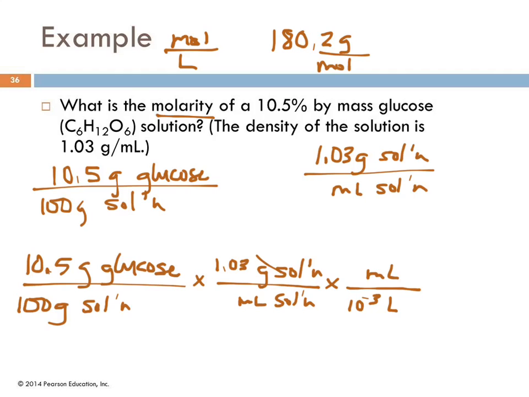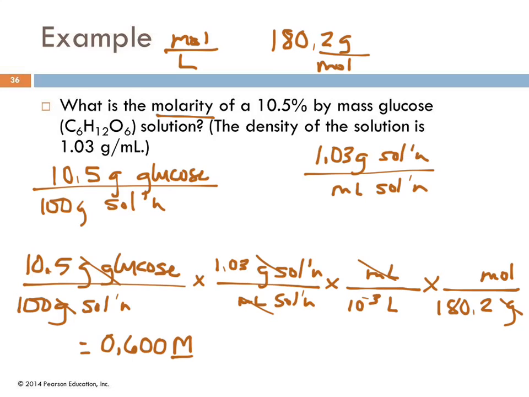So I got those grams gone, and I've got milliliters gone, and now I've gotten my denominator switched over, and now I will use my molar mass. I want moles on top. I want to get rid of the grams, 180.2. This gram of glucose cancels that gram of glucose. So we got 10.5 over 100 times 1.03 divided by 10 to the minus third divided by 180.2. And this should end up with 3 sig figs, so I'm getting 0.600 moles per liter. Any questions?